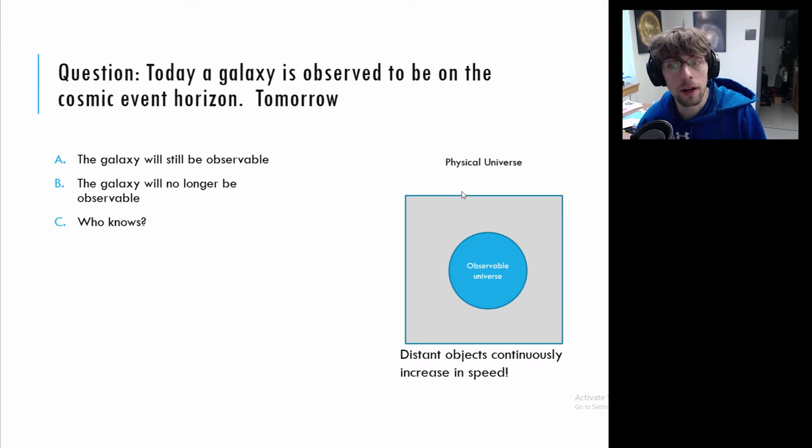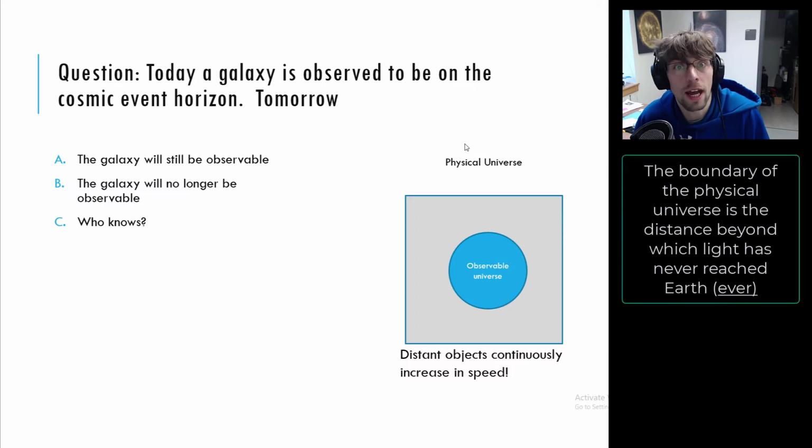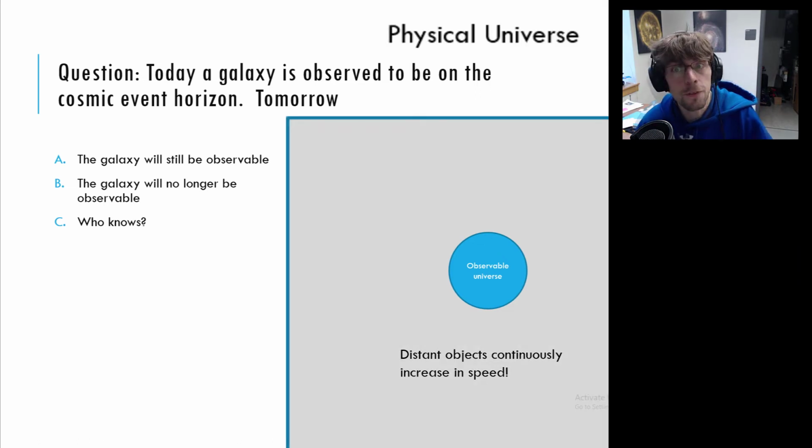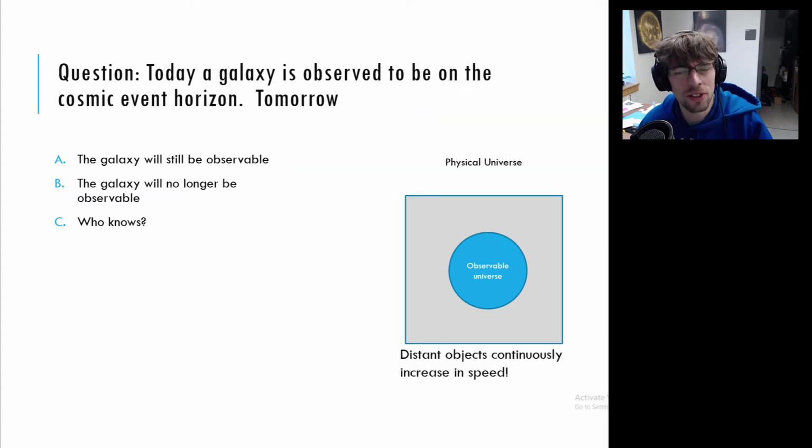So the particle horizon is the boundary of the physical universe. Anything inside the particle event horizon is any object that emitted light at any point during the history of the universe that we could actually receive. The physical universe is closer to 46 billion.